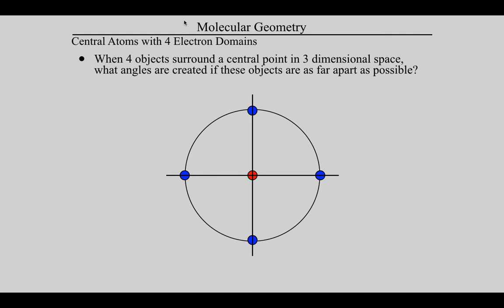So guys, do we now know the answer to the question? Because it says this. When 4 objects surround a central point in 3-dimensional space, spreading out as far as they can, what are the angles? And it looks like it's 90 degrees. Is that the answer to the question? Why not? What's missing? 3-dimensional. Guys, this is 2-dimensional. If this was 2-dimensional space, then the answer would be 90 degrees. But the answer is not 90 degrees because we are now going to talk 3-dimensional.